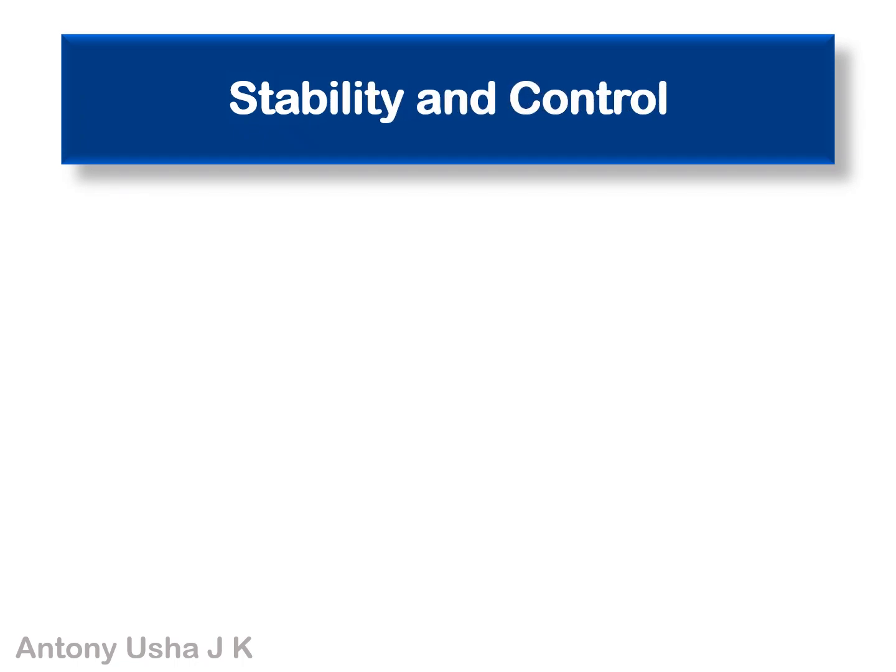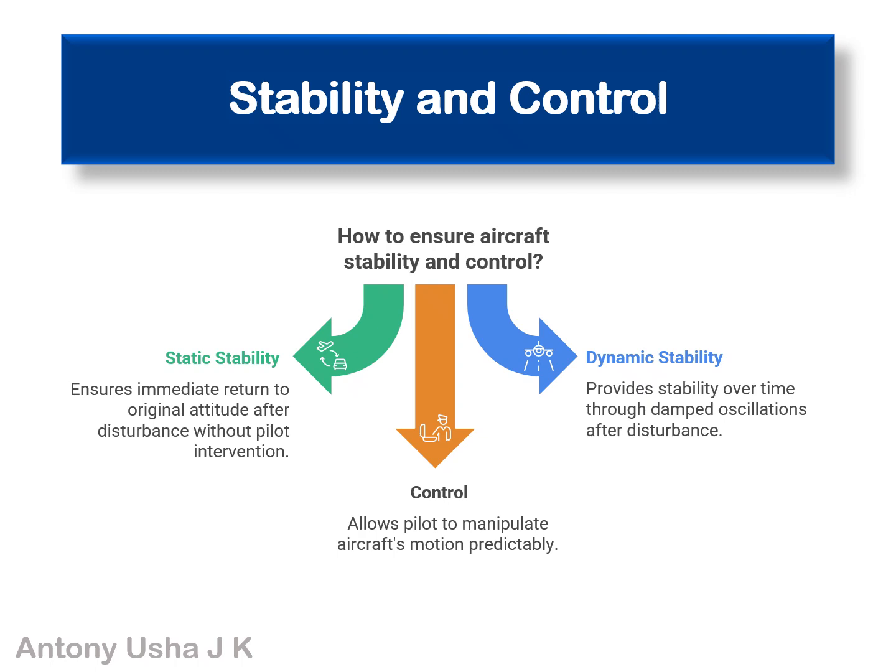Stability and control. Stability and control are essential aspects of aircraft design. Stability ensures that the aircraft returns to its original state after a disturbance, while control allows the pilot to command the aircraft motion. How do we ensure aircraft stability and control? Static stability ensures immediate return to the original attitude after the disturbance without pilot intervention. Control allows the pilot to manipulate aircraft motion predictably. Dynamic stability provides stability over time through damped oscillations after the disturbance.